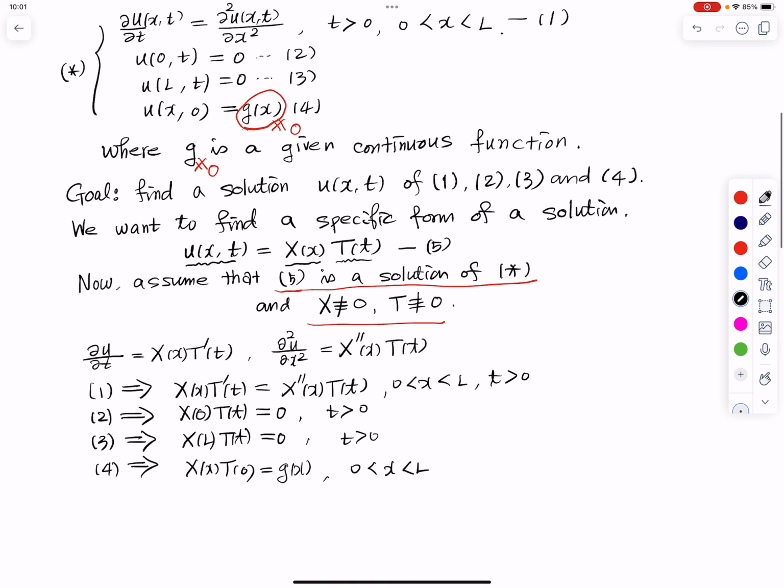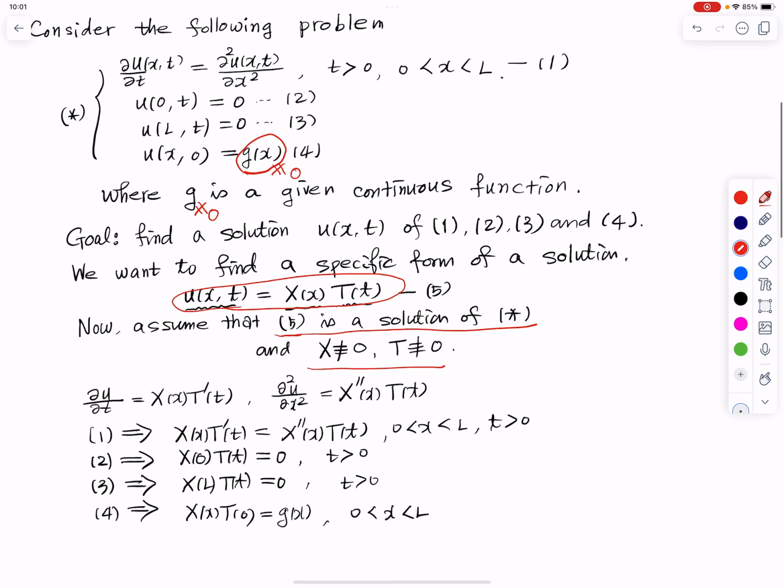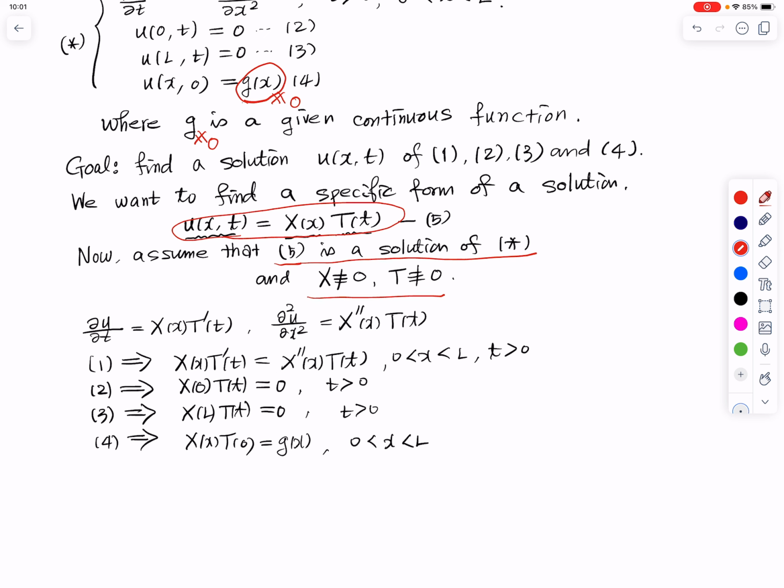So if we assume u(x,t) = X(x)T(t) is a solution of star, then we have these four equations. Let me call them 6, 7, 8, 9.